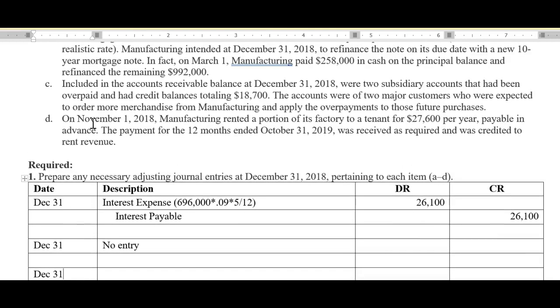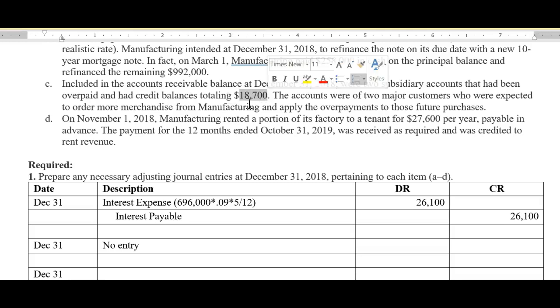All right, so C says included in the accounts receivable balance at December 31st, 2018 were 2 subsidiary accounts that had been overpaid and had credit balances totaling $18,700. So again, these are balances in the AR that were overpaid, which we shouldn't typically have, a credit balance in accounts receivable. The accounts were of 2 major customers who were expected to order more merchandise from Manufacturing and apply the overpayments to those future purchases.